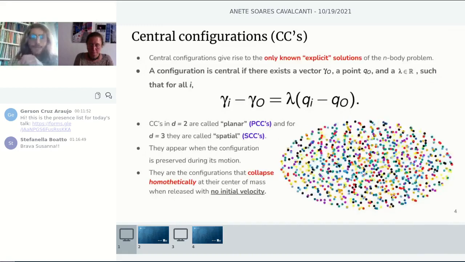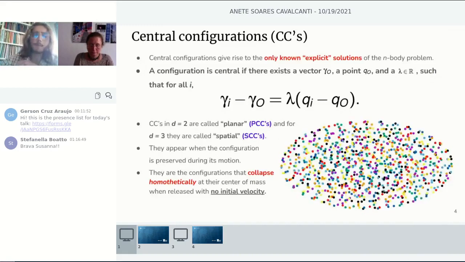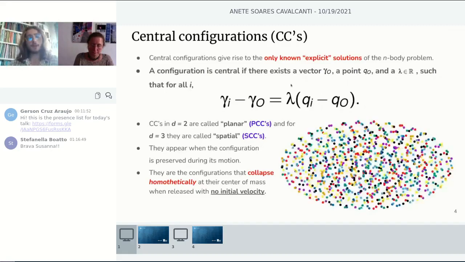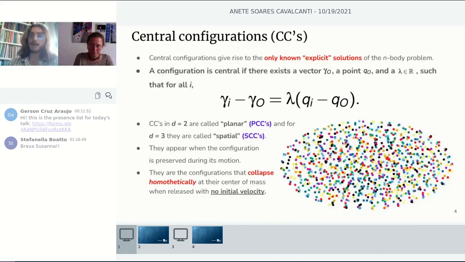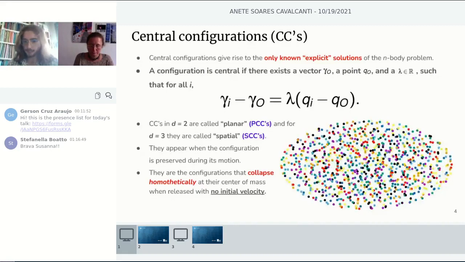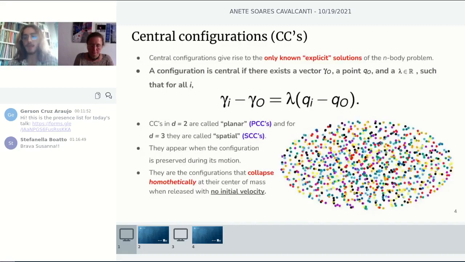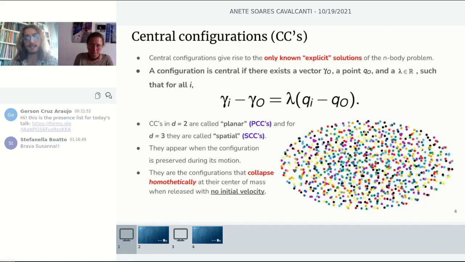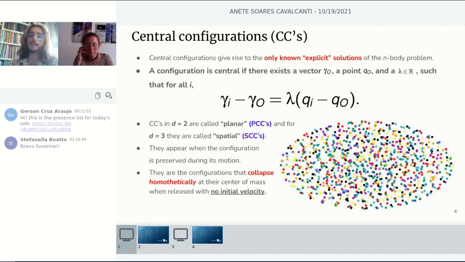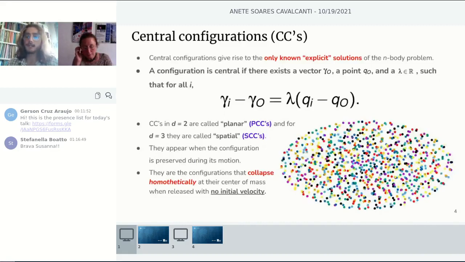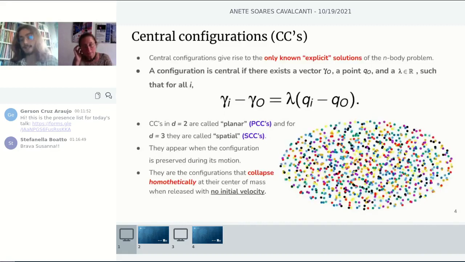In the case of two dimensions, we call them planar, and in the case of three dimensions, we call them spatial. We will come back to this point later, but here we can see in this figure a central configuration of 1,000 bodies in three dimensions, that is, spatial. It is only rotating in order to visualize more easily that it is in three dimensions.